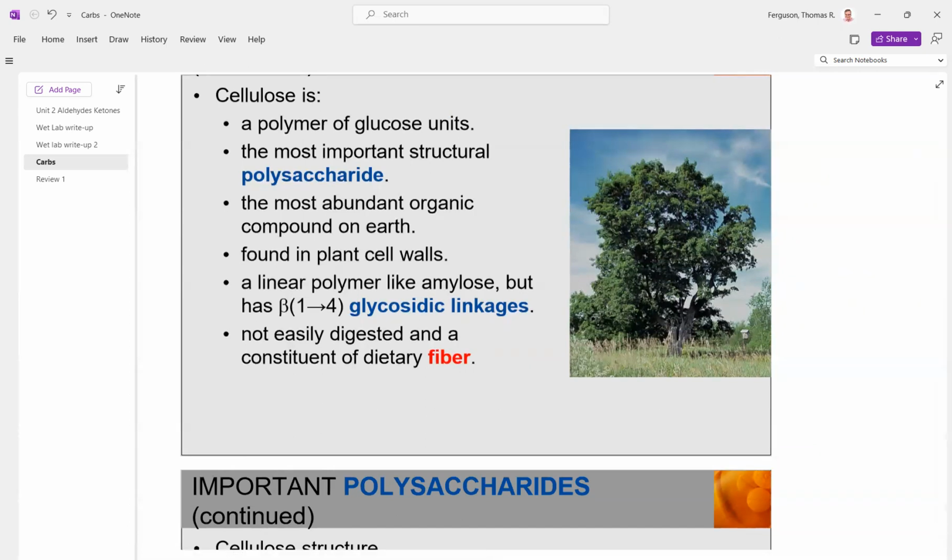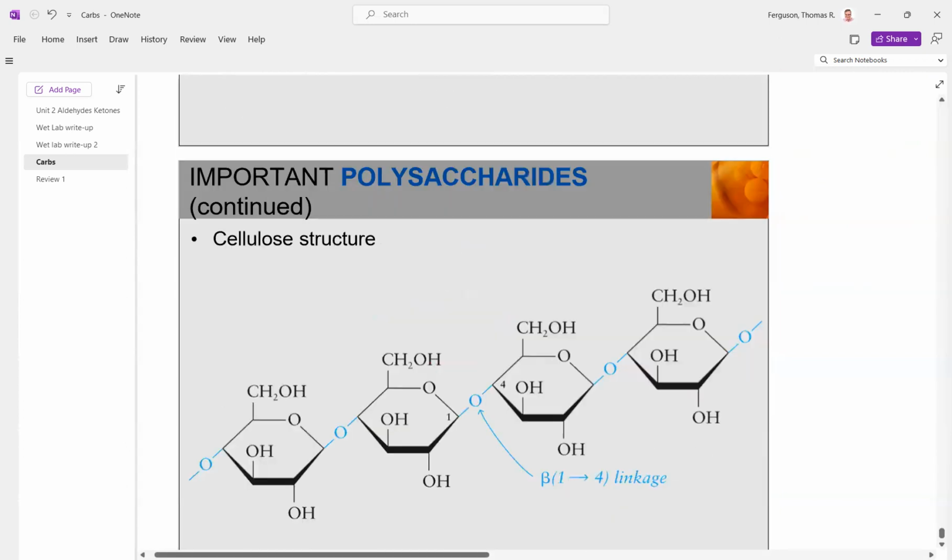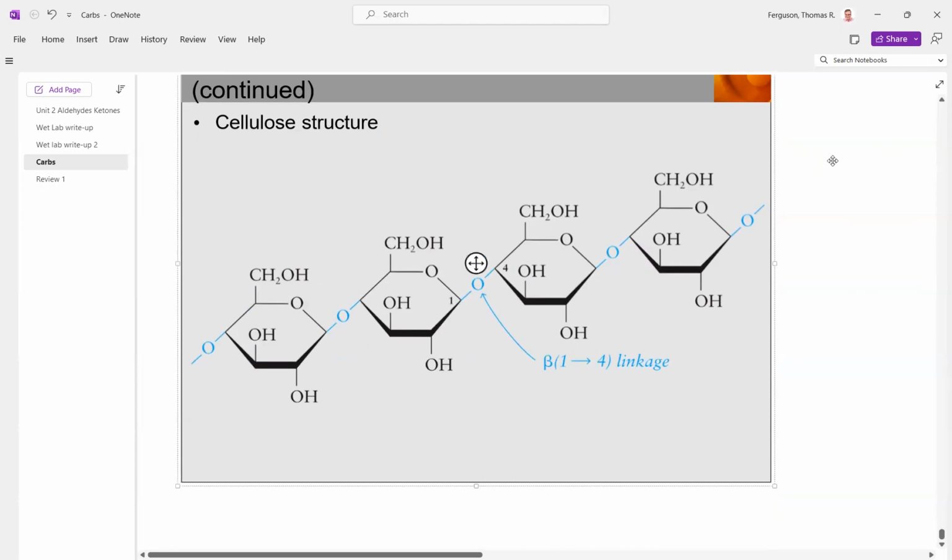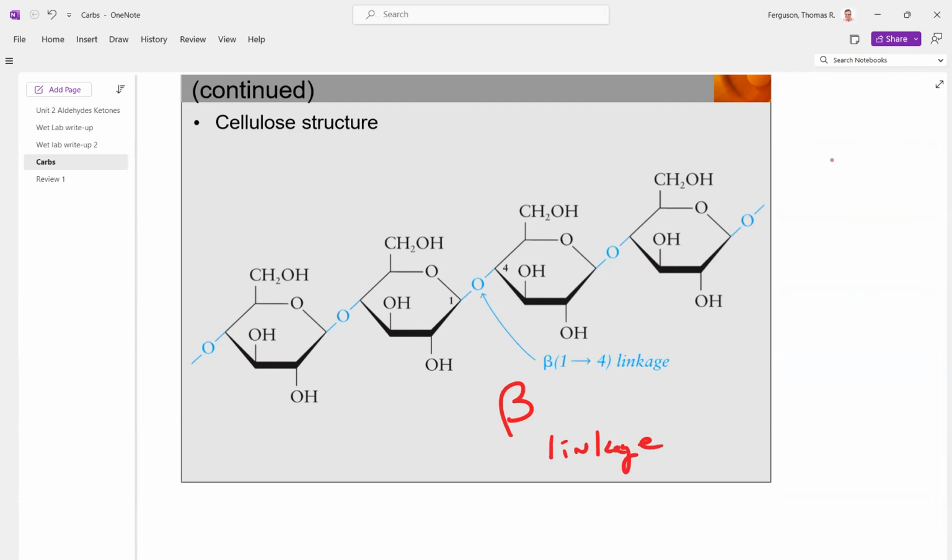Now, cellulose is also a polysaccharide. And cellulose and starch look exactly the same, except for one difference. And that's the glycosidic linkage is beta rather than alpha. Everything's the same. Glucose, glucose, glucose, except it's a beta linkage. Our bodies cannot digest cellulose because the linkage is beta and not alpha. We have no problem digesting starch because it's got an alpha 1,4 glycosidic linkage. Cellulose is a beta 1,4 glycosidic linkage.